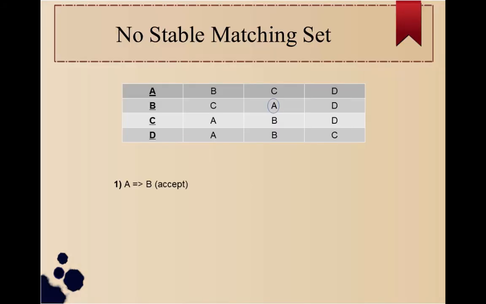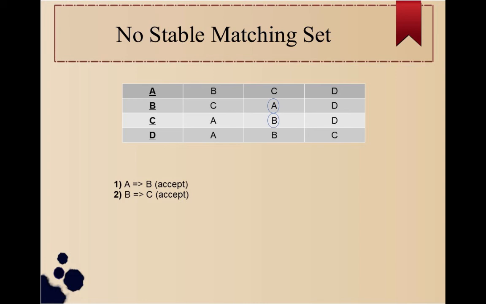The next example is going to be where there's no stable matching occurring. So just a reminder of what non-stable is. If there's two people and they're unmatched and both prefer each other, then that is unstable. This example is going to start off with A proposing to B, as that is A's preferred choice. B will accept A as it has no match already.